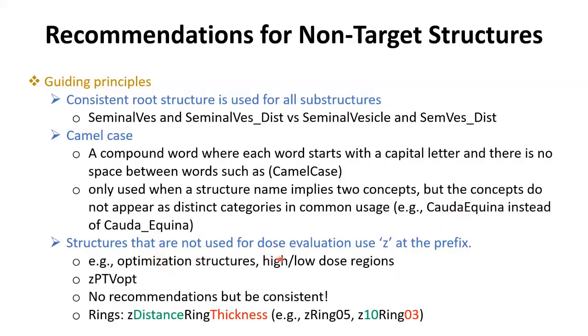Structures that are not used for dose evaluation use Z as a prefix. Example, the optimization rings that we are using, Z optimization, BTV optimization. Let's say this is the PTV the physician drew, and I'm making 2 millimeters or 3 millimeters or 5 millimeters, whatever, optimization PTV around the physician PTV. So I should put Z in the beginning just to discriminate it. This is something I created. It's not used for evaluation purposes.